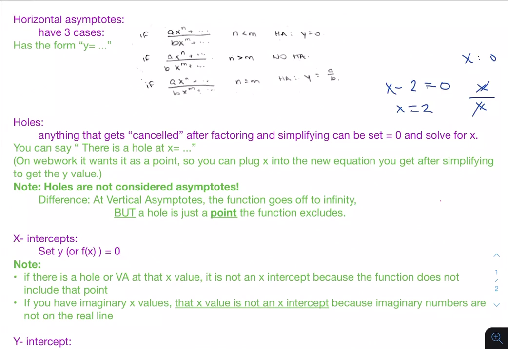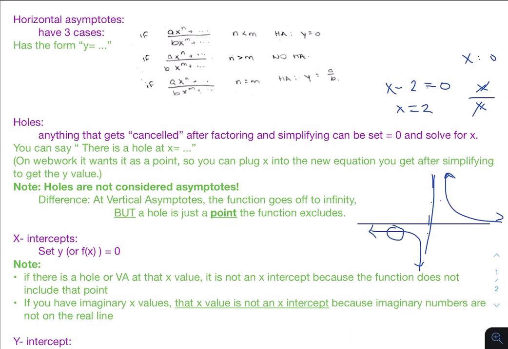There might be a confusing part where you would think that a hole is an asymptote, but it's not. The reason is because an asymptote goes off to infinity. If you have a vertical asymptote, it keeps going on and on forever. A hole, on the other hand, is just a point where the function is not defined. It's just one point that is removed or not included in the function. So a hole is not an asymptote.